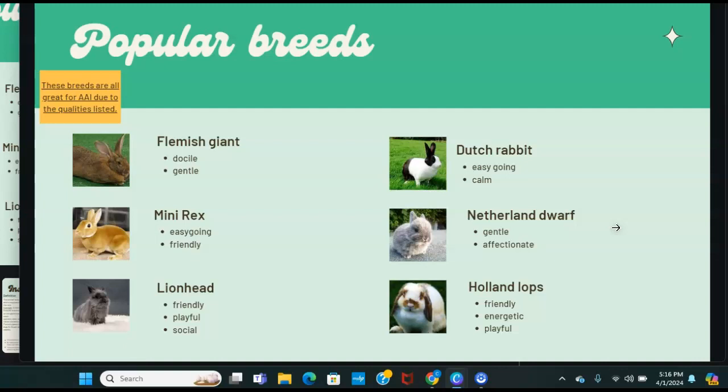Then we have Dutch Rabbits. They are super calm, super easygoing. Then we have Netherland Dwarfs. They are so gentle and affectionate. They will literally just sit on your lap and just sit there and not move. They're so soft, so sweet. Then we have Holland Lops. They are so friendly, energetic, and playful. So we kind of have a mix of a few of the different breeds with the Holland Lops.